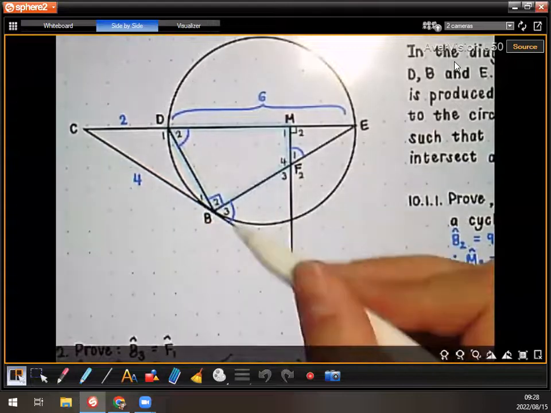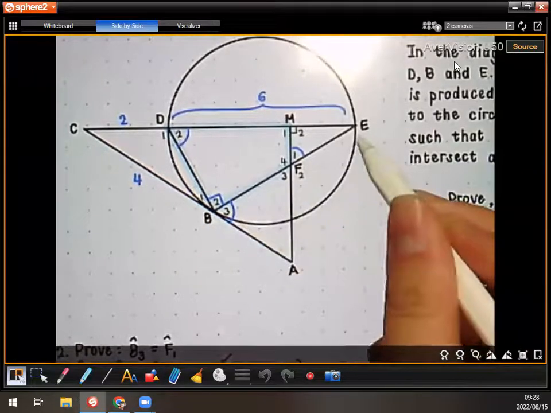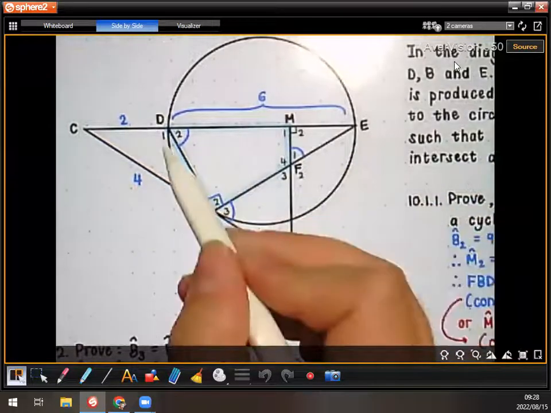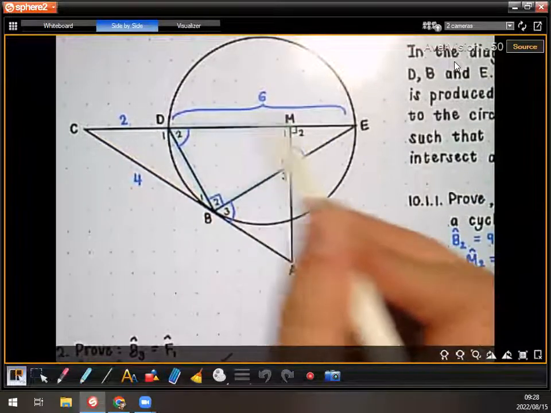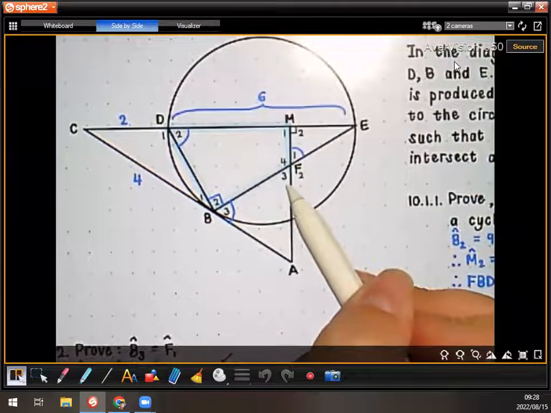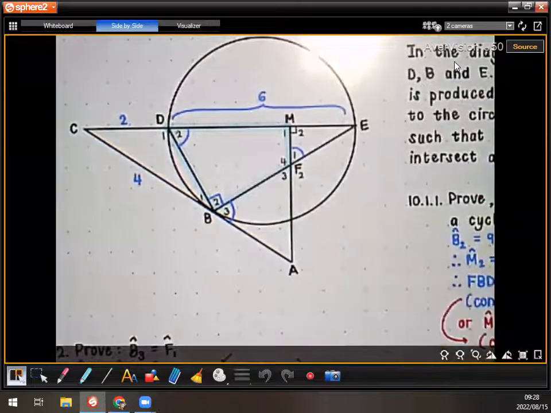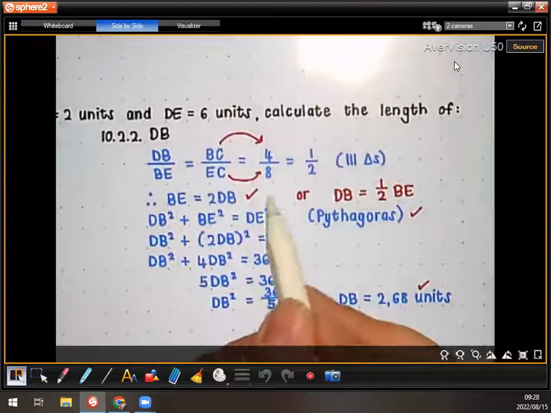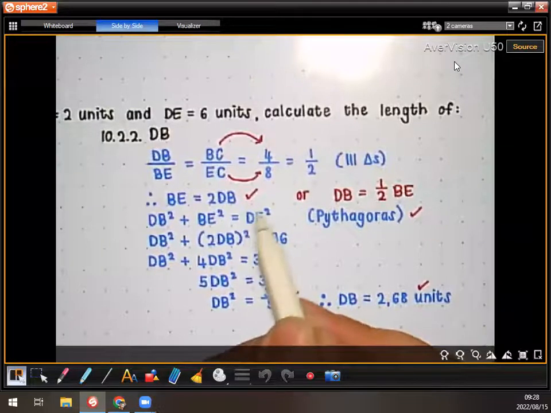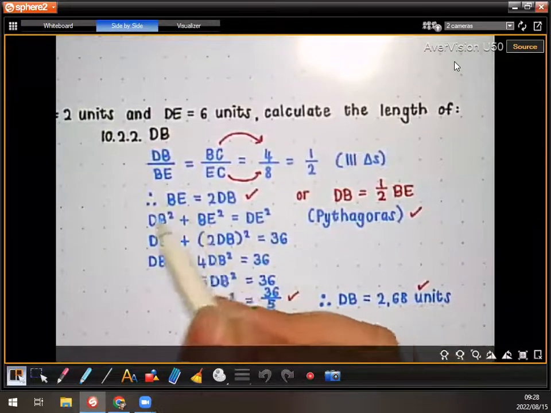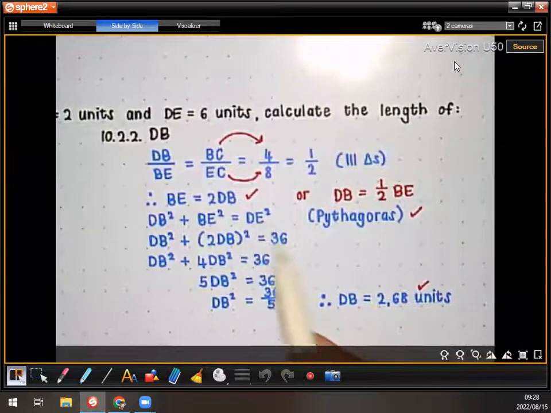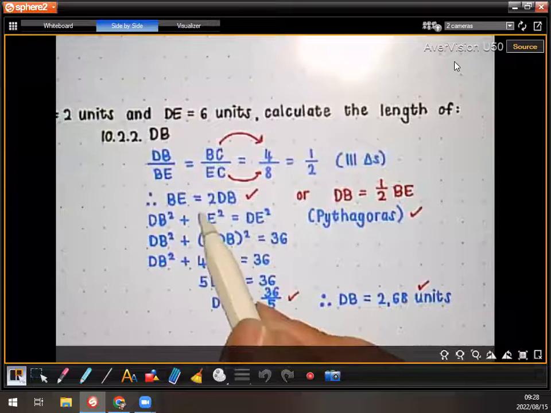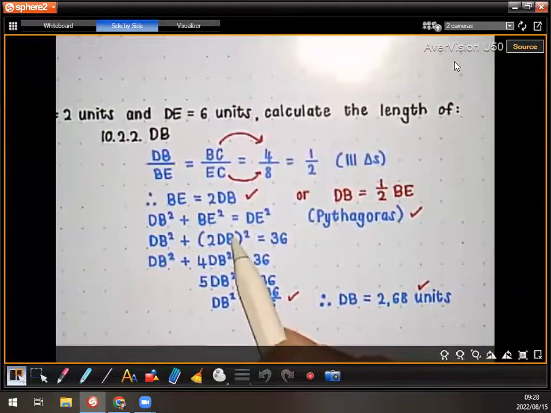So BE, I wrote as 2 times DB, right? So then I said DB squared is going to be hypotenuse squared minus that one squared, or the other way around, which is how I wrote it. That's the hypotenuse squared, BE squared is equal to the sum of the other two sides squared. Remember that's how Pythagoras works. So that's 36. Here I now replace BE with 2 times DB.